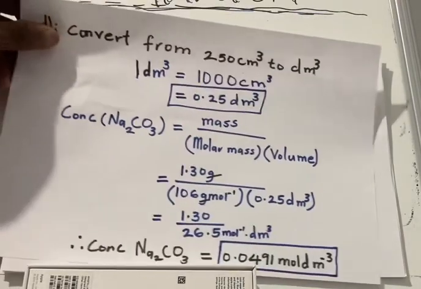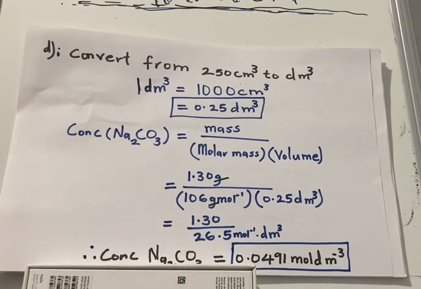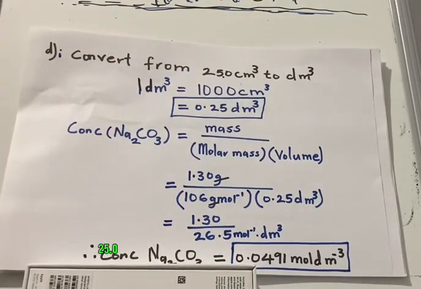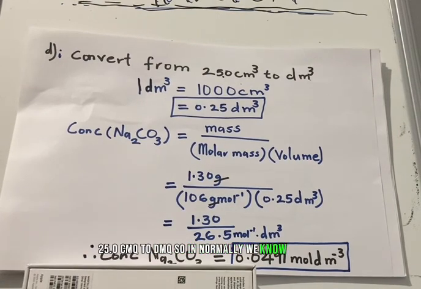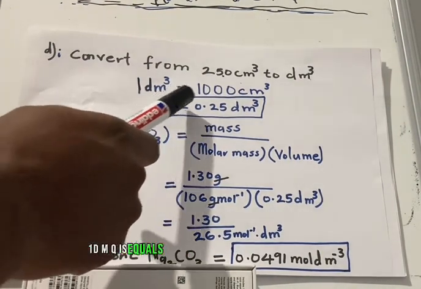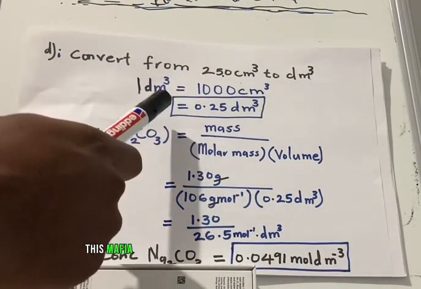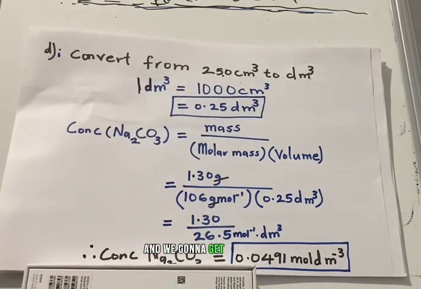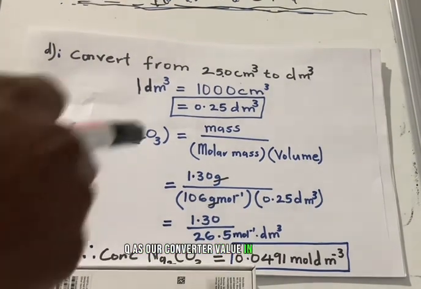So the first thing we're going to do is convert the volume of the sodium carbonate, which is 25.0 cm³, to dm³. Normally we know that 1 dm³ is equal to 1000 cm³, so we're going to divide 25.0 by 1000, and we're going to get 0.025 dm³ as our converted value in this case.